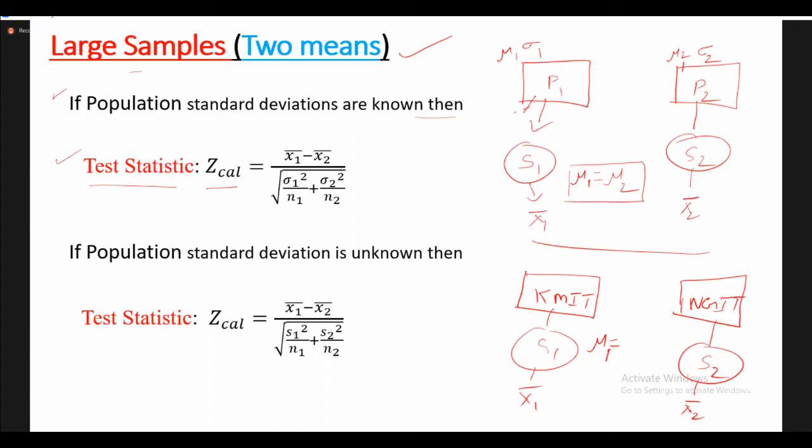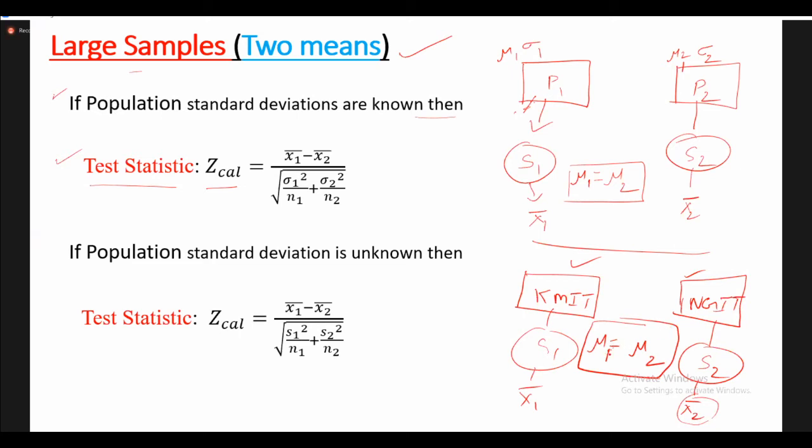Here also, we're finding the height of the students. By using random sample data, we say that the mean height of the students in NGIT is mu2. What are you testing here? There is no difference between the height of the students in both colleges. The mean height of the students in both colleges is the same.